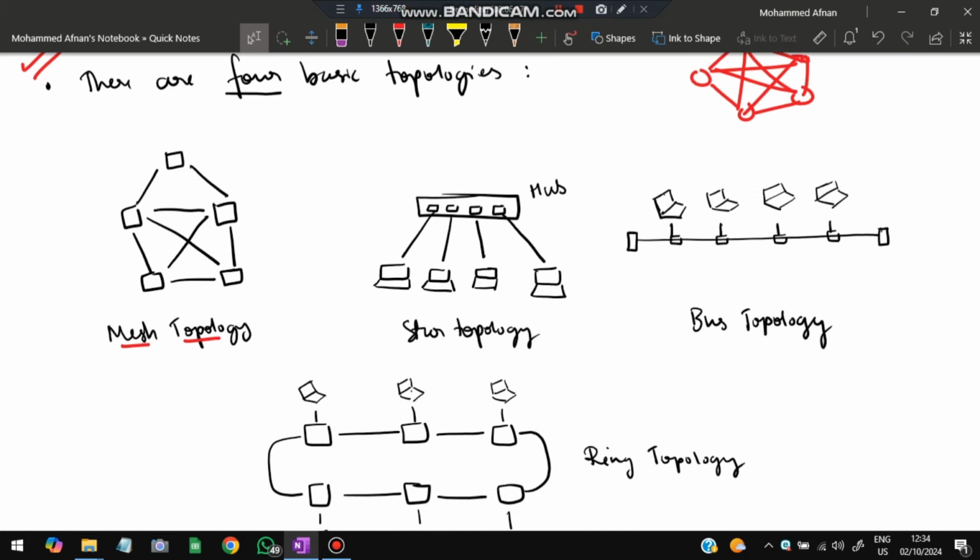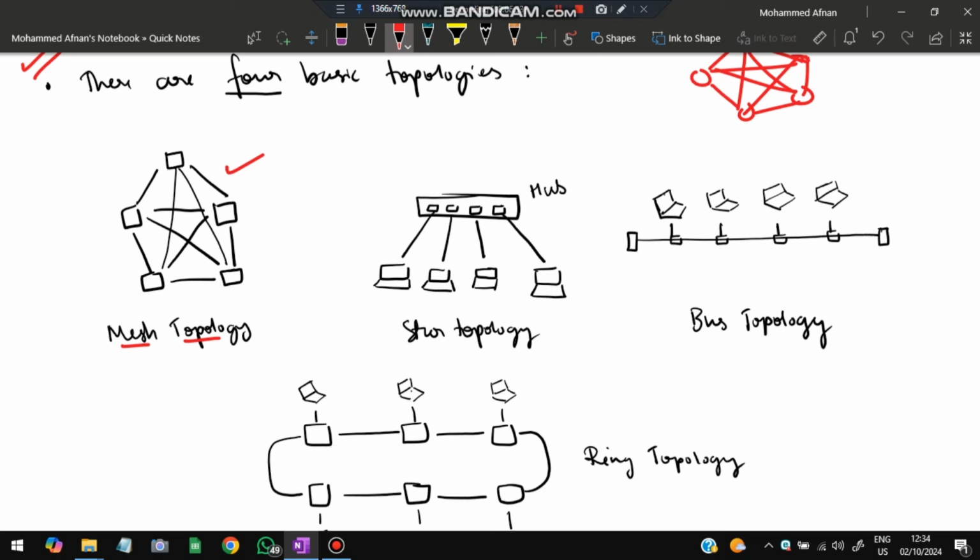In mesh topology, all the devices are connected with each other. A direct connection is there between every other device. Okay, sorry, I had forgotten to make this one. This one is also present here. So this is the one which has a direct connection with all of the other devices.